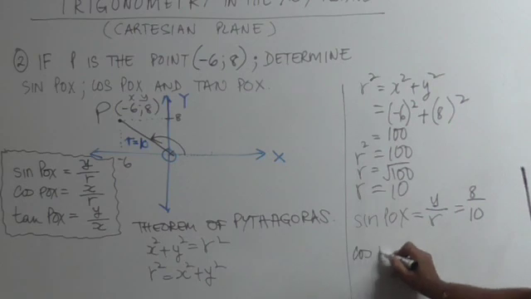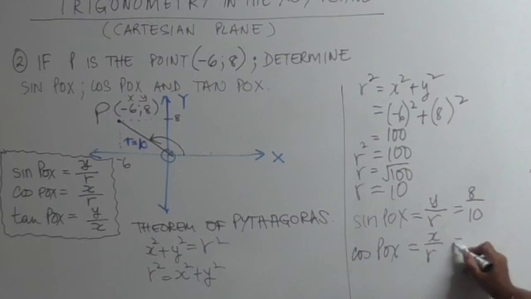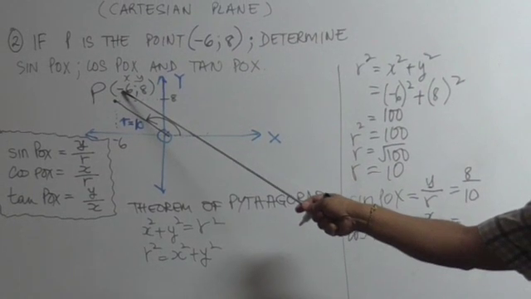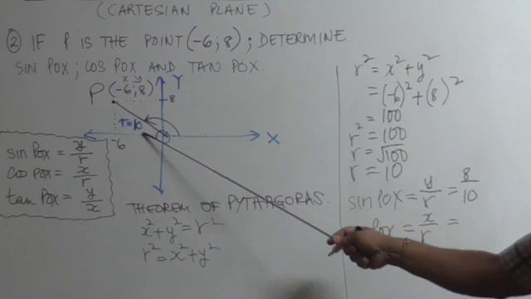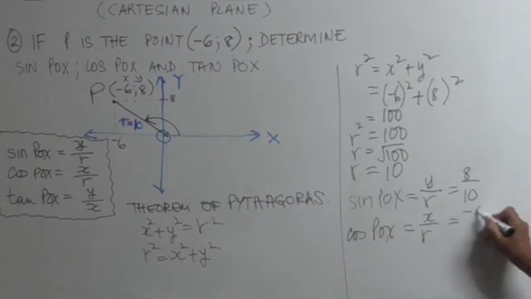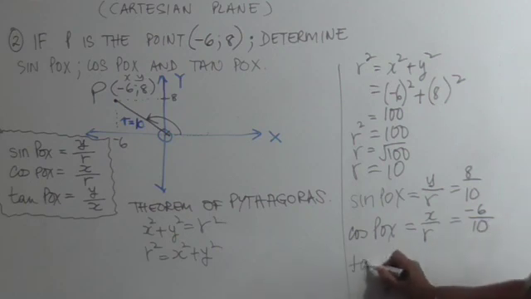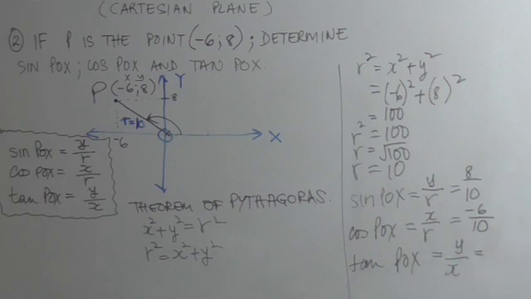Cos P of x is equal to x over r. X is negative 6. Be careful, x is negative 6 and r is 10. And finally, tan P of x is equal to y over x, which is equal to y is 8, x is negative 6.